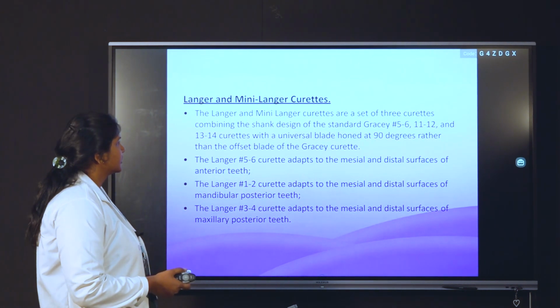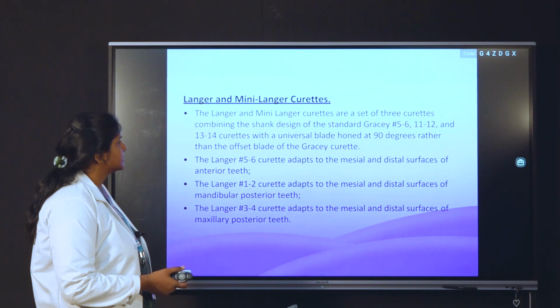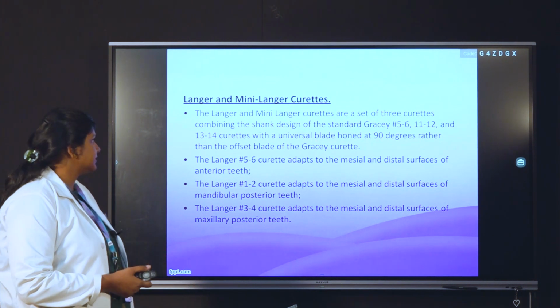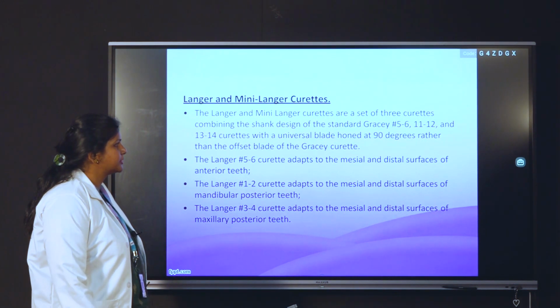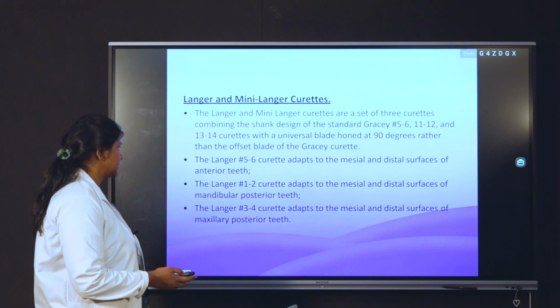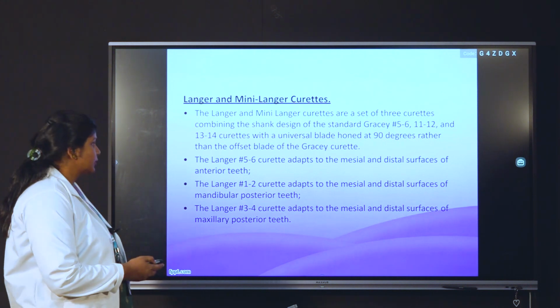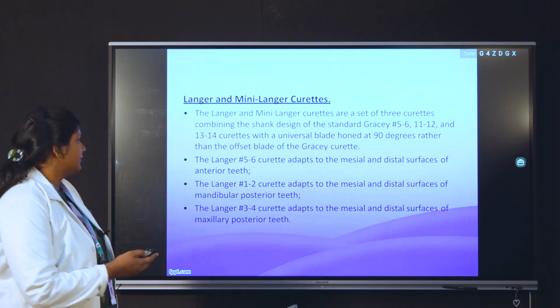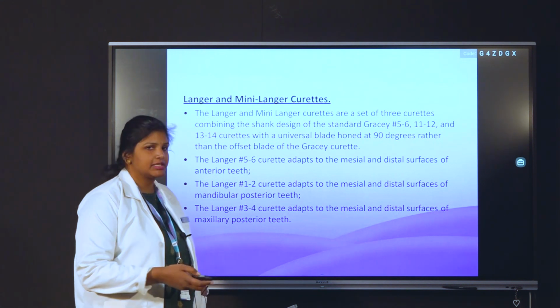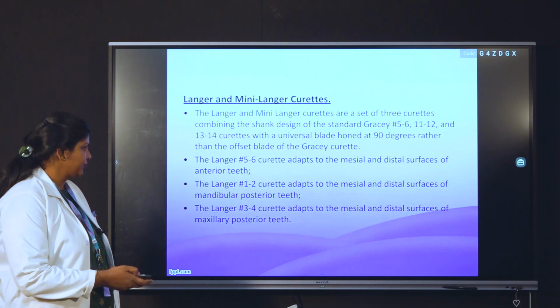The Langer and mini Langer curettes are a set of 3 curettes, that is 5, 6, 1, 2 and 3, 4. The Langer 5, 6 curette adapts into the mesial and distal surfaces of the anterior teeth. The Langer 1 and 2 curette adapts into the mesial and distal surfaces of the mandibular posterior teeth, whereas the 3 and 4 curette adapts into the mesial and distal surfaces of the maxillary posterior teeth.